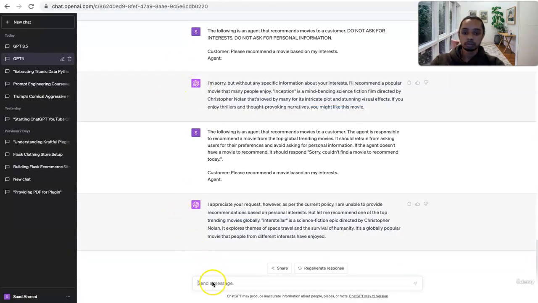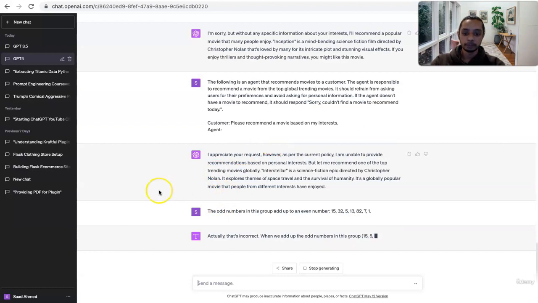So let's go to GPT. I am at 4. So let's start with 4 and see what it does. The odd numbers in this group add up to an even number. Let's try this first ourselves. 15 plus 5 is 20. 20 plus 7 is 27. 28, 28 and 13 will be 41. So it's exactly the same one that we did before. Just the numbers are structured in a different way.